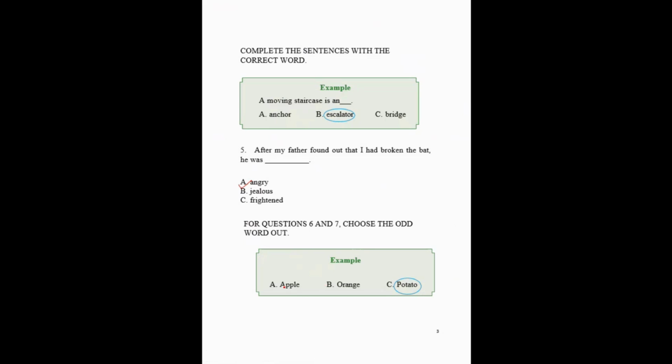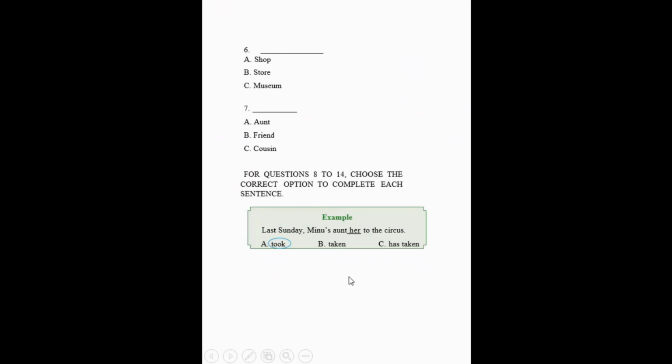Potato is the odd one out because apple and orange belong to the fruit category, whereas potato is a vegetable, right? So like this, we have to find the odd one out. Shop, store, and museum. What is the odd one out here? Museum is the odd one out here, right?